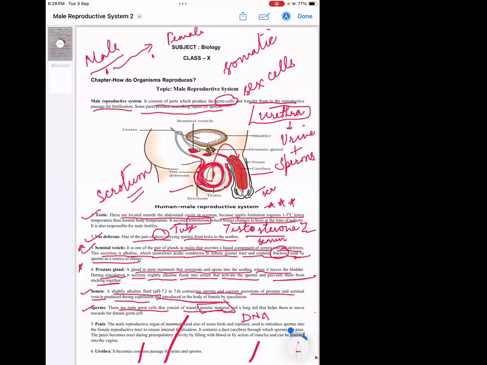So the father's DNA will be passed in the form of sperm to the female, and the female already has her DNA with her. Like this, both the DNAs will join together and fuse together for fertilization. So sperms are the male germ cells. They consist of genetic material. Always keep in mind, genetic material means DNA. And a long tail. So this sperm has a long tail, and because of this tail, it will be able to move towards the female germ cell. So this is how the sperms will look.